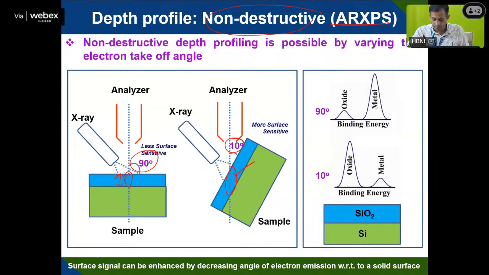Whenever you measure vertically, at 90 degrees, you can see the binding energy of the oxide, but that of the metal also, because the signal passes through and goes inside. So you have the oxide top layer peak here. But if you want to see only surface information, such as SiO2, you tilt the sample. Instead of straight, the interaction is now small, so you are able to get surface information using this.